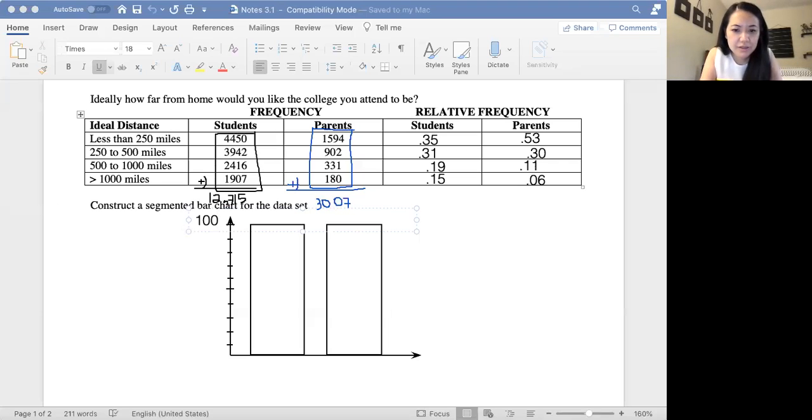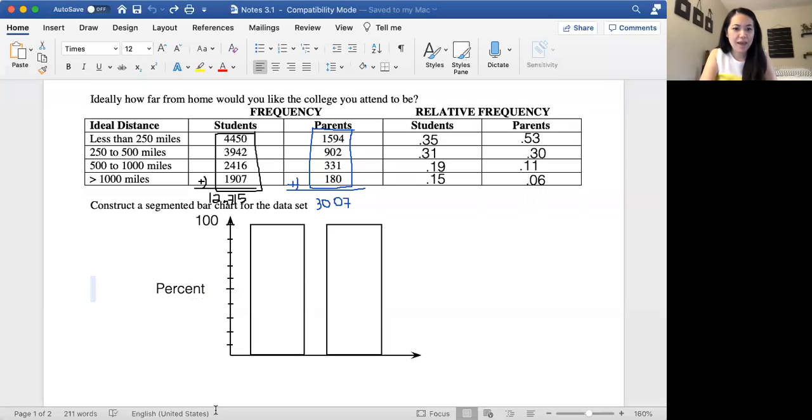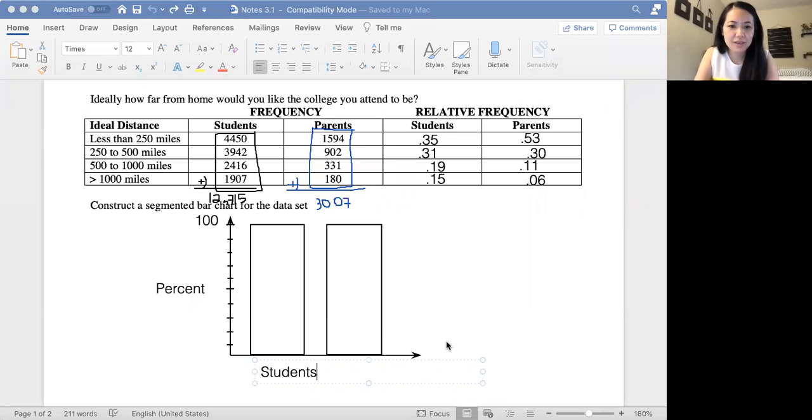And make that a little smaller. Okay. And then let's go ahead and label these. So we have percent for my y-axis. And then for my x-axis, I want students and then parents.